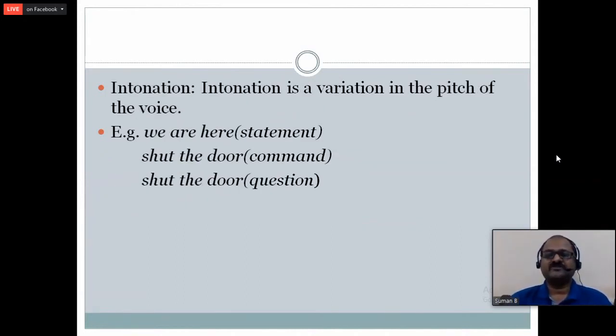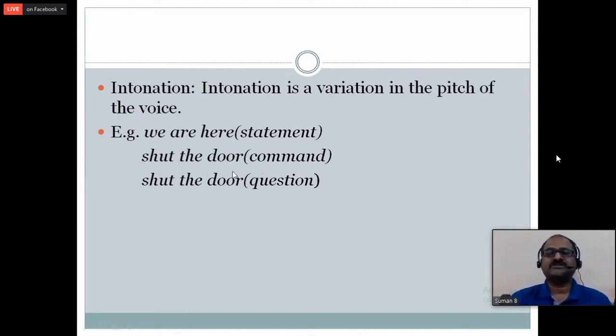Intonation is the variation of pitch. For example, in statements, we talk about the falling tone, right? "We are here. We are here." In the beginning, the tone is high, but as we move forward, the tone is lower. Next, "Shut the door." A command. When it is a command, initially the tone is high and finally the tone falls down, right?